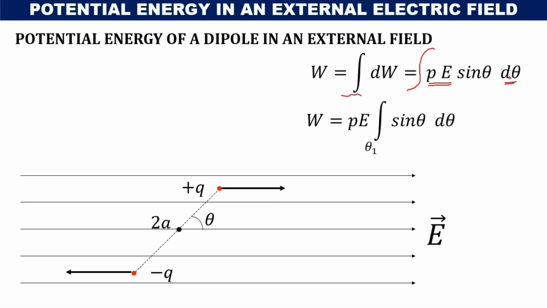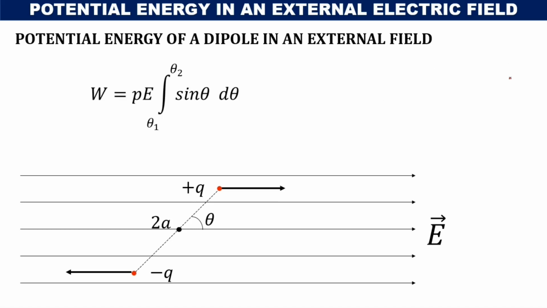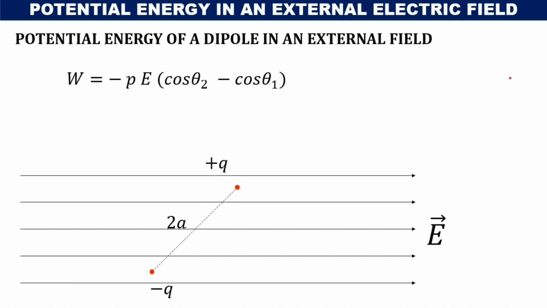Initially, the dipole is making an angle theta 1 with respect to the direction of the electric field. Then after rotating, finally it will be making an angle theta 2 with respect to the electric field E. Integrating sin theta, we will get minus cos theta. Hence the work done is equal to minus pE cos theta. Here the upper limit is theta 2 and the lower limit is theta 1. Substituting the values, we get the expression for the work done W is equal to minus pE into cos theta 2 minus cos theta 1.